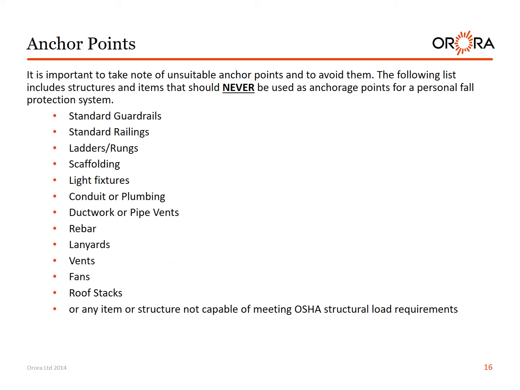Anchor points. It is important to take note of unsuitable anchor points and avoid them. The following list includes structures and items that should never be used as anchorage points for the personal fall protection system: standard guardrails, standard railings, ladders, rungs, scaffolding, light fixtures, conduit or plumbing, ductwork or pipe vents, rebar, lanyards, vents, fans, roof stacks, or any item or structure not capable of meeting OSHA structural load requirements.